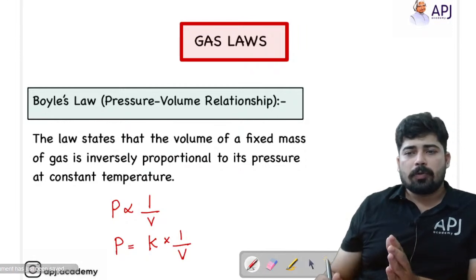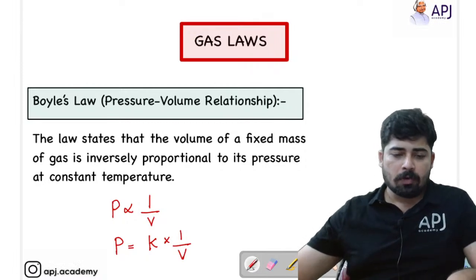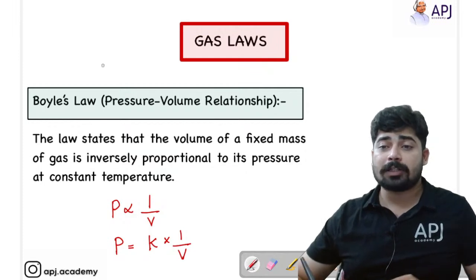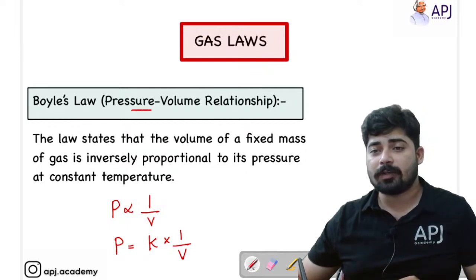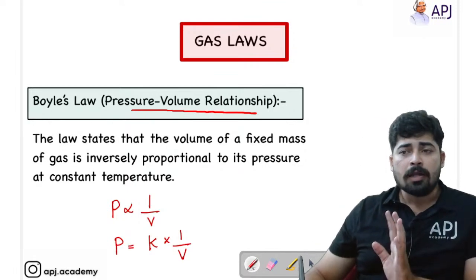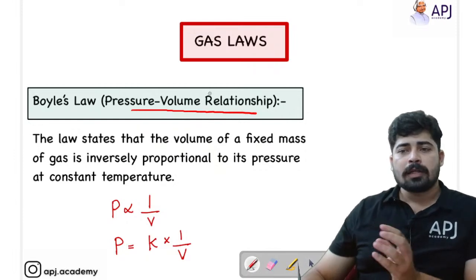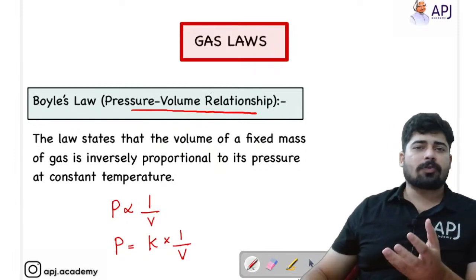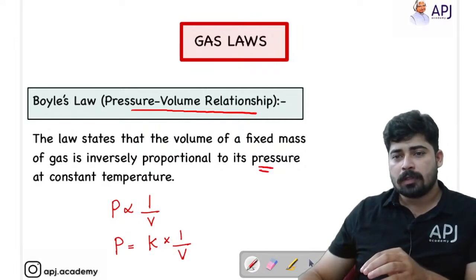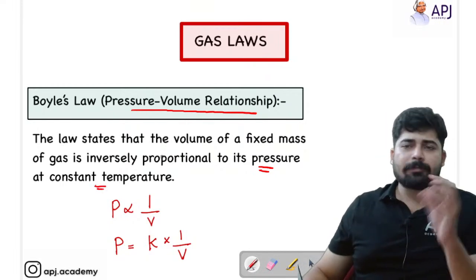Boyle's law is a pressure-volume relationship. What is Boyle's law? It is a pressure-volume relationship. That is the first point you have to understand. Boyle's law states that the volume of a fixed mass of a gas is inversely proportional to its pressure at constant temperature. So this is the definition.